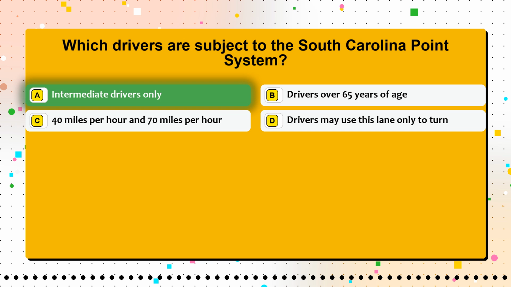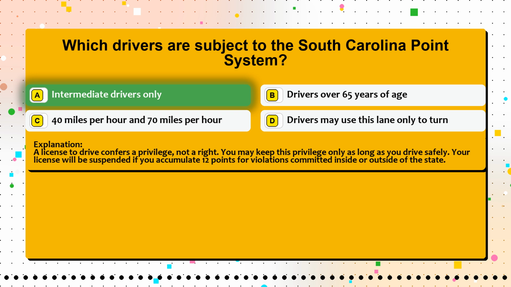The correct answer is option A, intermediate drivers only. A license to drive confers a privilege, not a right. You may keep this privilege only as long as you drive safely. Your license will be suspended if you accumulate 12 points for violations committed inside or outside of the state.